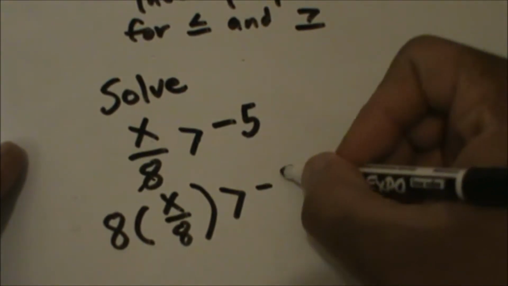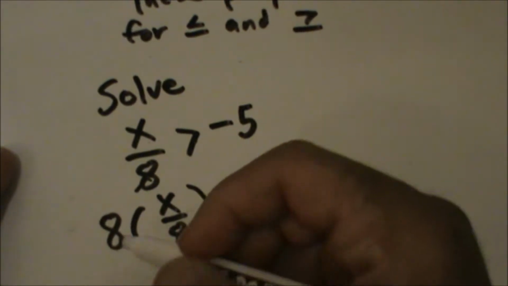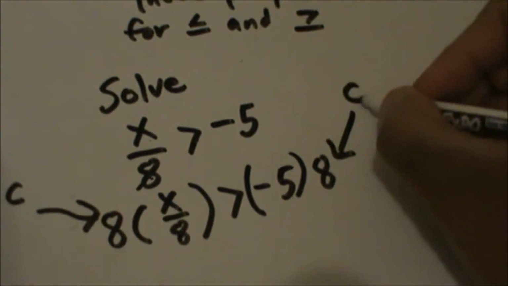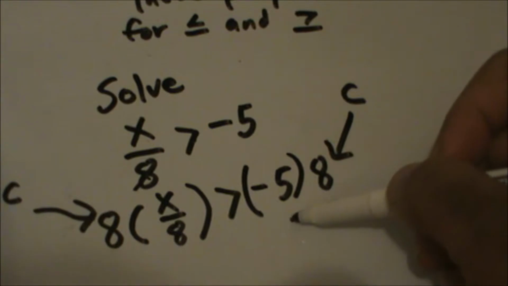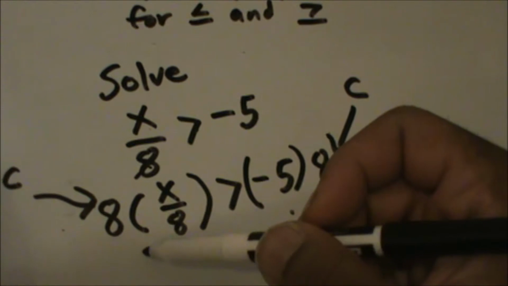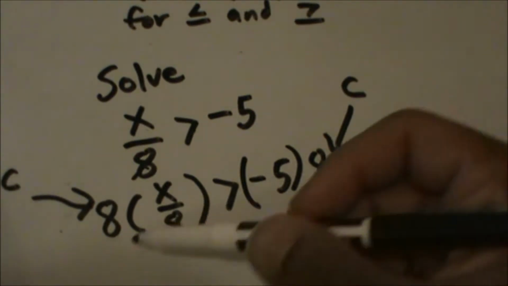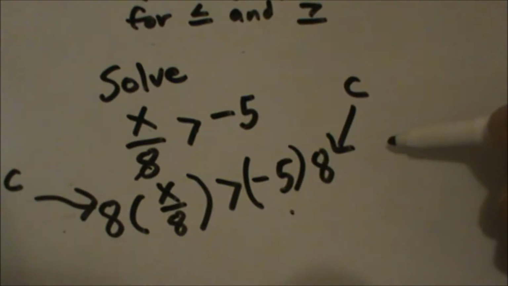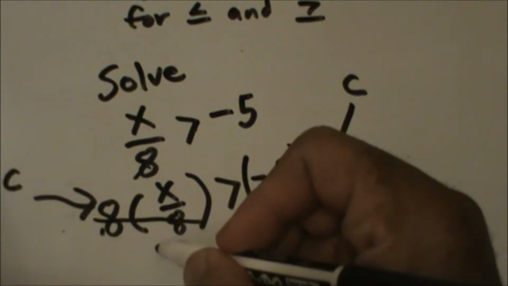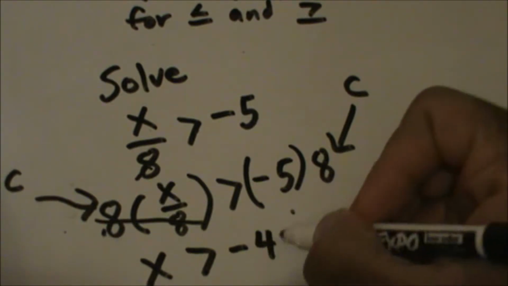Greater than negative 5, times 8. The 8 right here represents your C. If C is greater than 0, then you can multiply the value on both sides, and that fits when you balance the equation. What you do on one side, you do on the other side, and it also applies for inequalities. So this cancels, and you have x greater than negative 5 times 8, which is negative 40.